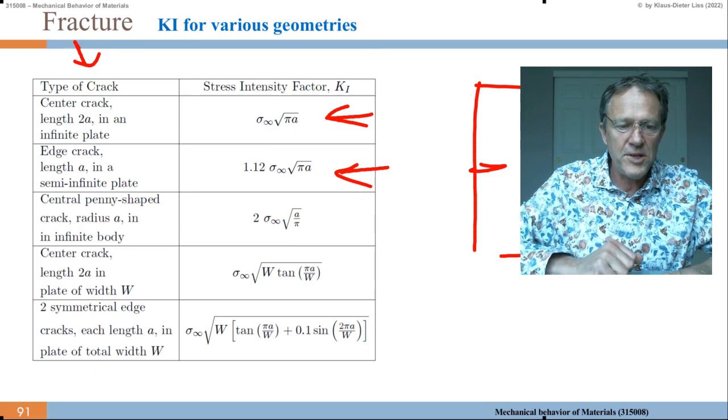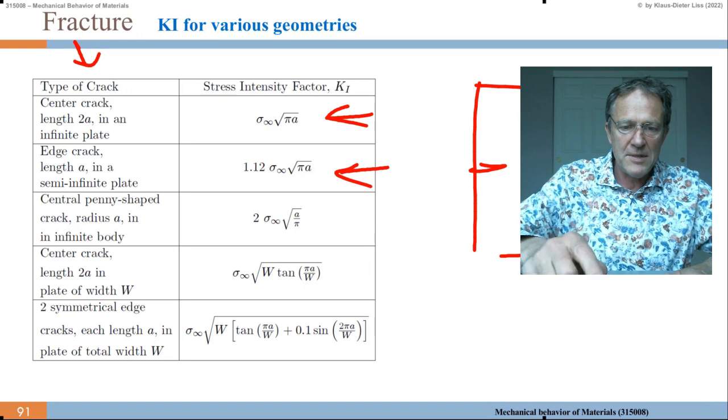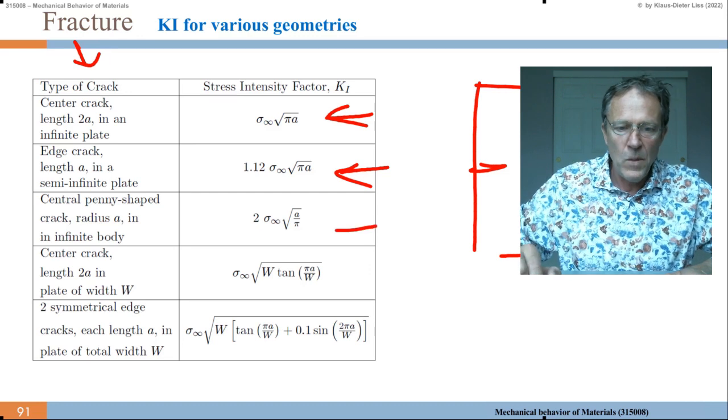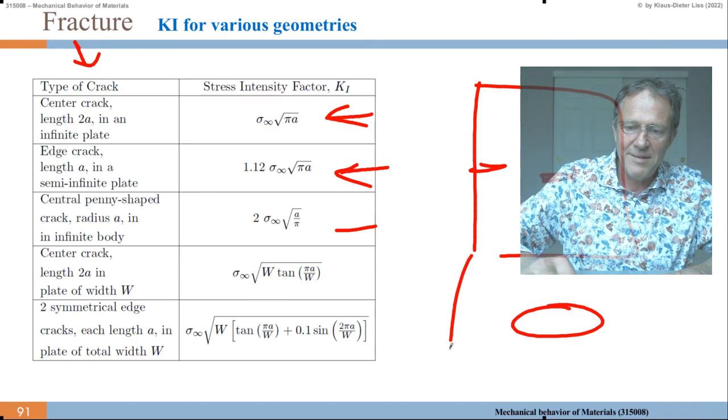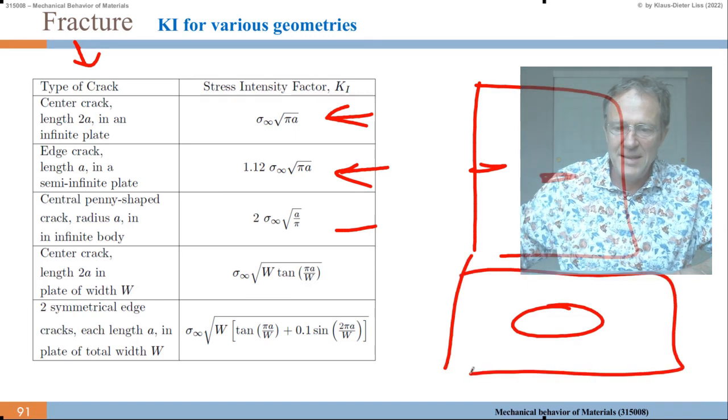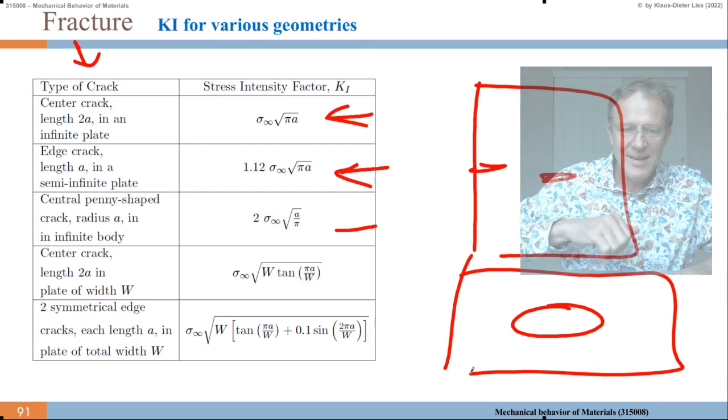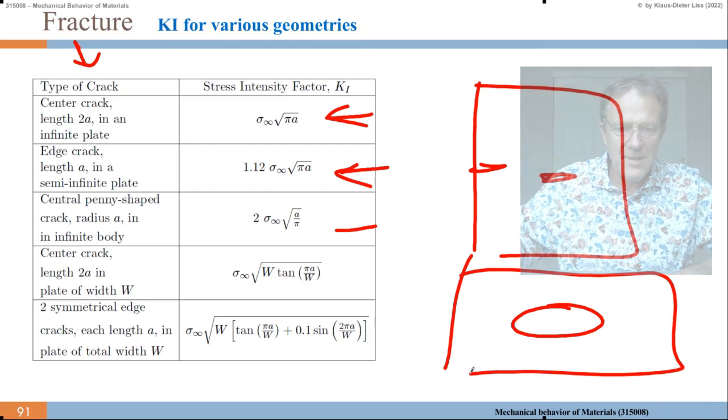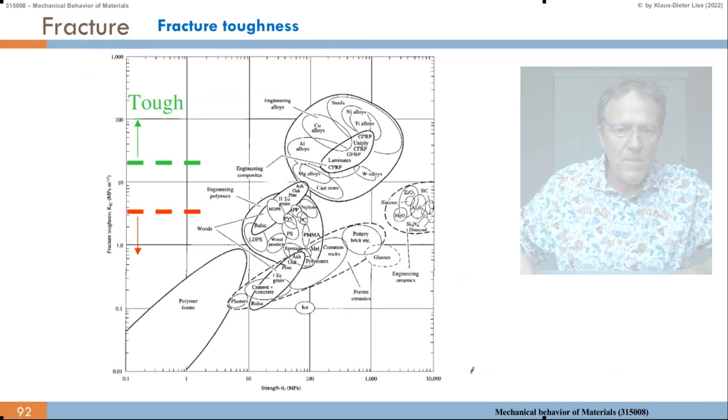Or we have a penny-shaped crack, which becomes 2 sigma square root a over pi, so a different form. That's because it is kind of a two-dimensional constraint. We have a center crack, so penny shape is where you have an inclusion inside, limited in 2 dimensions. Center crack 2a in length. I rush on because there will be another figure on this.